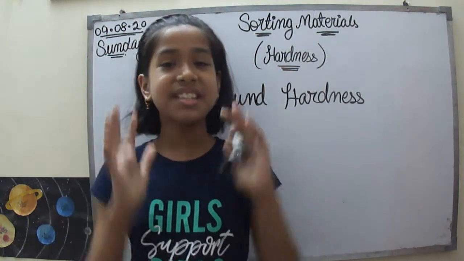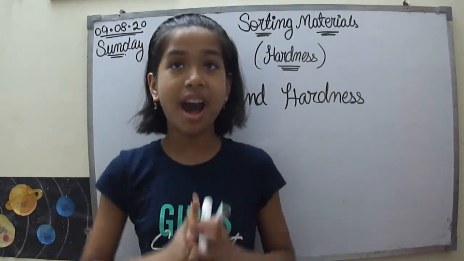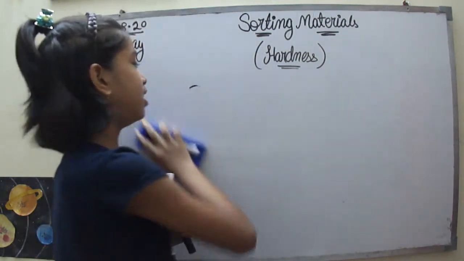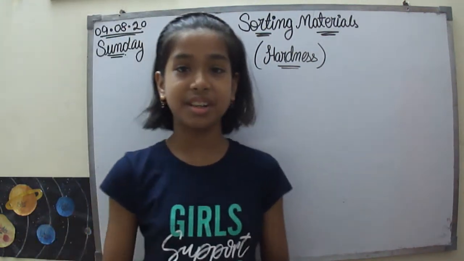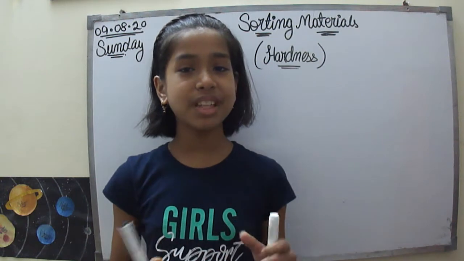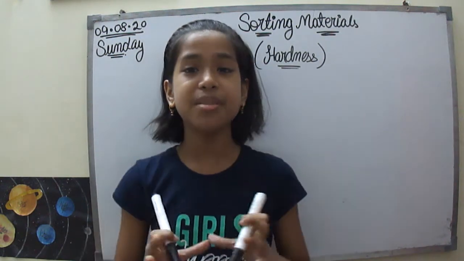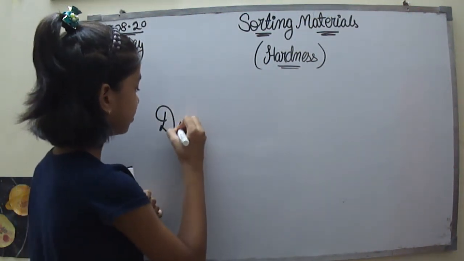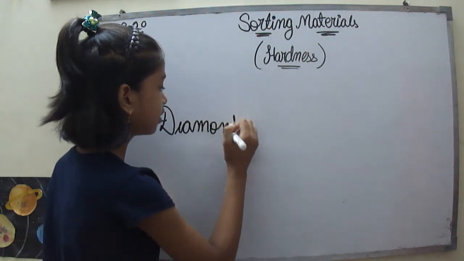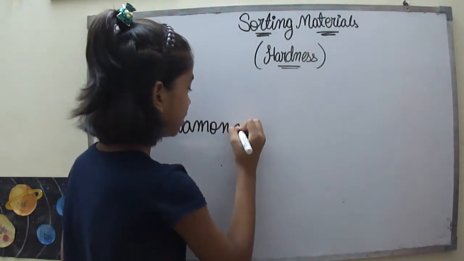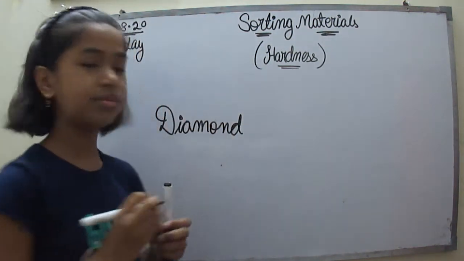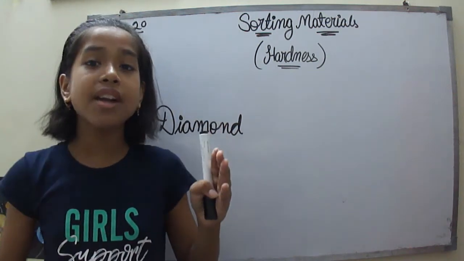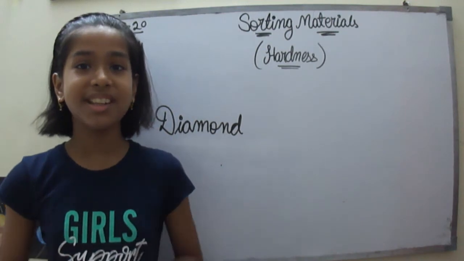Now let's see some of the hardest or harder materials. Someone will ask you, what is the hardest material? What will be your answer? Maybe you will think of diamonds. Yes? Now, do you know that diamond is not the hardest material? There is one more which is harder than the diamond. What is that?